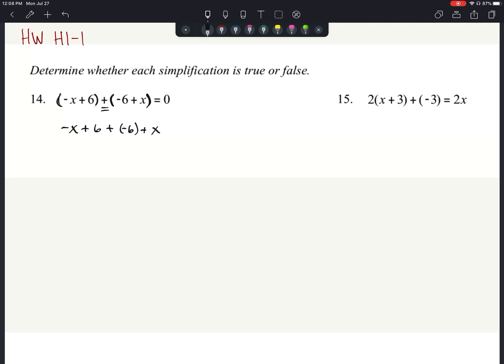And now we're just going to look at combining the like terms. We have a negative x and a positive x. When we add those two together, we're going to end up with 0. And then we've got a positive 6 plus its opposite, which will also give us a 0. So we have 0 plus 0 equals 0. And we can conclude that 0 does equal 0, so this is a true statement.